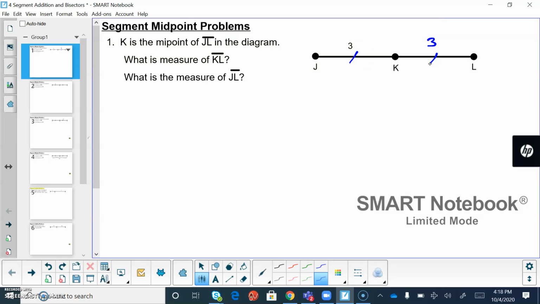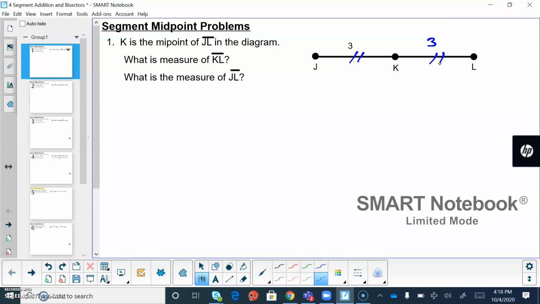They could also put a second, but they have to match. As long as they have a matching number of tick marks or hash marks, then that means that they are congruent. So they can say it by using the word midpoint, or they can show it on the diagram with the hash marks or tick marks.